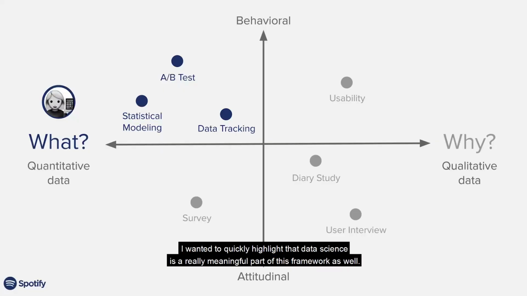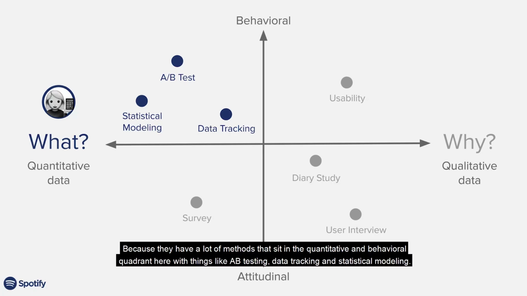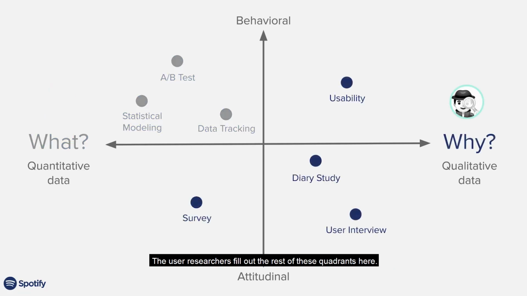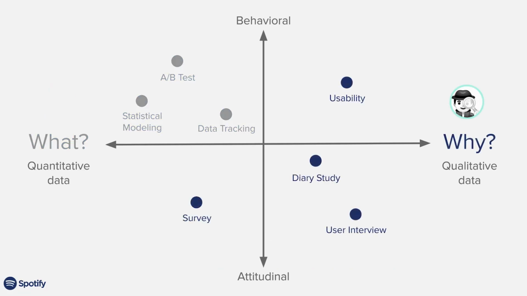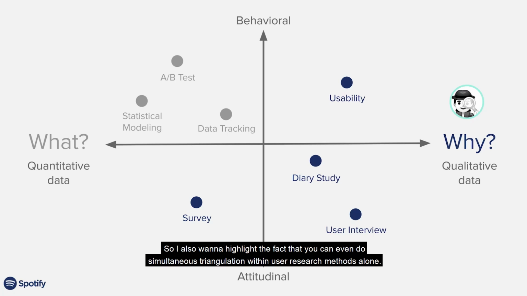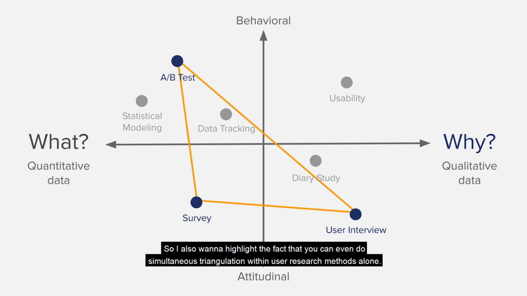I wanted to quickly highlight that data science is a really meaningful part of this framework as well, because they have a lot of methods that sit in the quantitative and behavioral quadrant here, with things like A/B testing, data tracking, and statistical modeling. User researchers fill out the rest of these quadrants here. So I also want to highlight the fact that you can even do simultaneous triangulation within user research methods alone.